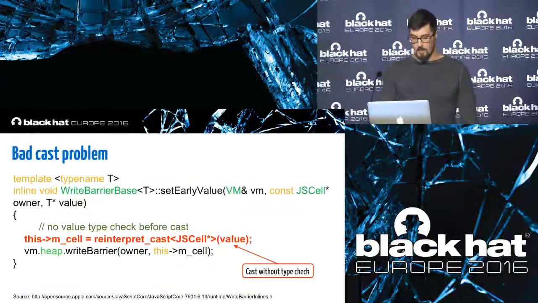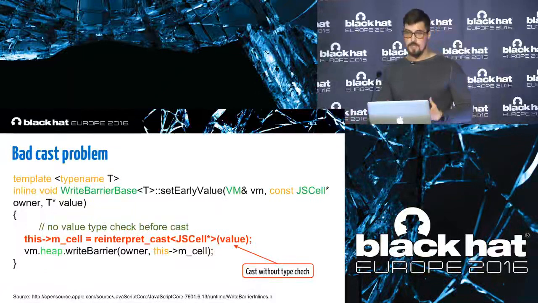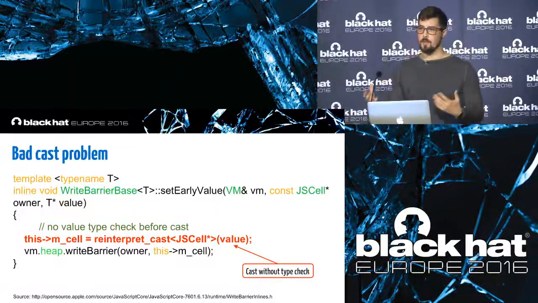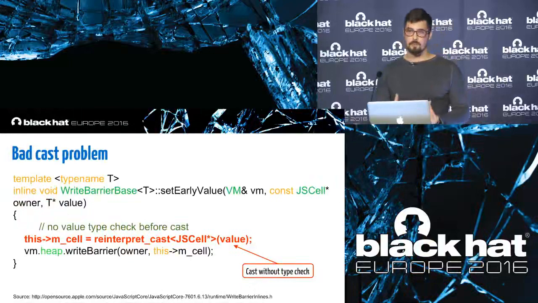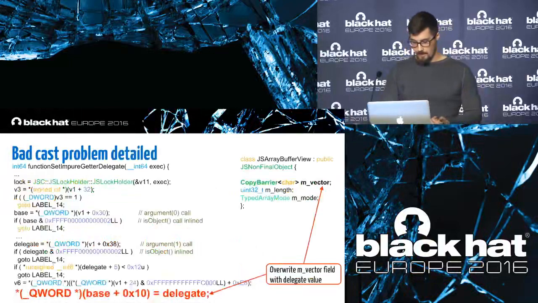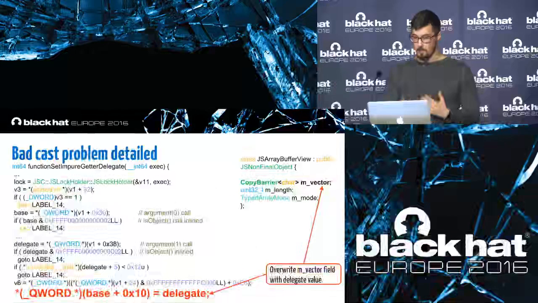Here's the problem in setEarlyValue. As we see, there is a reinterpret cast, and there is no type check before this cast, which means if any other object type is passed to the function, it will be improperly downcasted to the impure getter type. Here's a more detailed explanation of what happens.